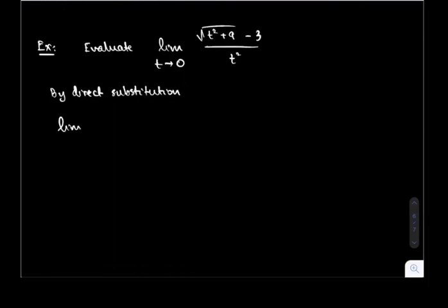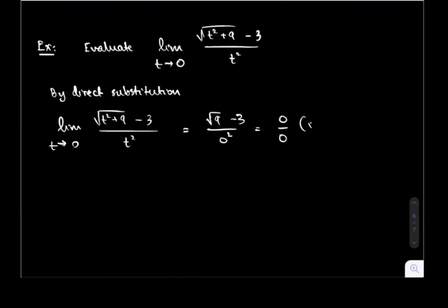By direct substitution, the limit of the square root of t squared plus 9 minus 3 over t squared as t approaches 0 is equal to the square root of 9 minus 3 divided by 0 squared, or 0 over 0. Once again, this is the indeterminate form. So therefore, you have to do some simplifications.